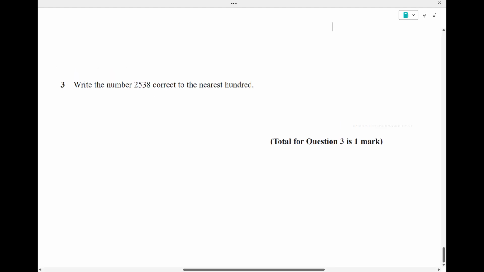Here is another exam question from the 2018 Foundation Paper 1. Write the number 2,538 correct to the nearest 100. So the number 100, as we spoke about earlier, has 2 zeros, and so we need to round this so that it has 2 zeros on the end. So we want to turn the 8 and the 3 into a 0. We have a look at the 3. 3 is smaller than or equal to 4, and so it will round downwards, so this becomes 2,500.